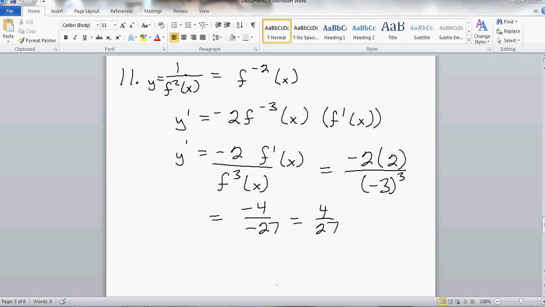Realize that it's not just negative 2 times f raised to the negative 3 of x and then solve. You have to remember to take the derivative of the inside as well.